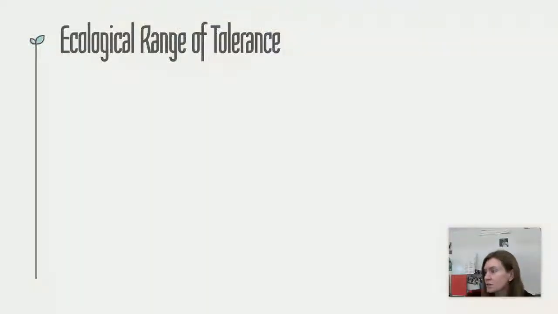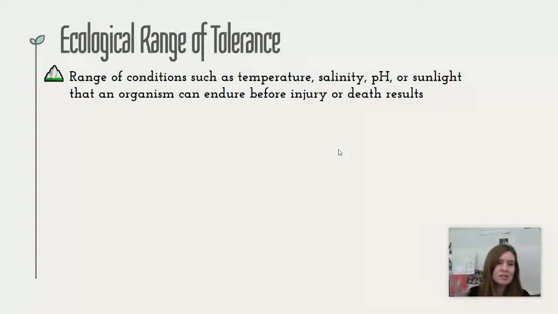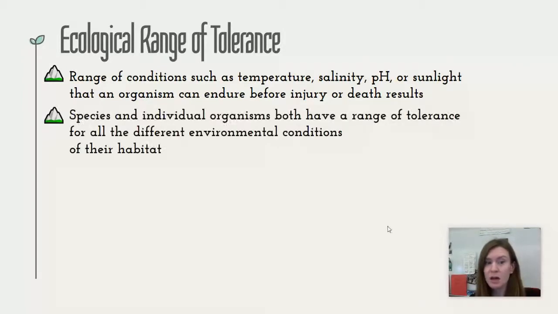Okay. So what is a range of tolerance? It's a range of conditions such as temperature, salinity, or sunlight, so thinking about plants, that an organism can endure before injury or death results. So species and individual organisms both have a range of tolerance for all the different environmental conditions of their habitat. So as a whole, you have an environmental range of tolerance, and then different individuals might vary within that range.